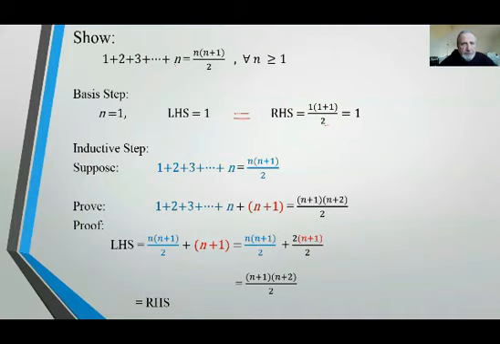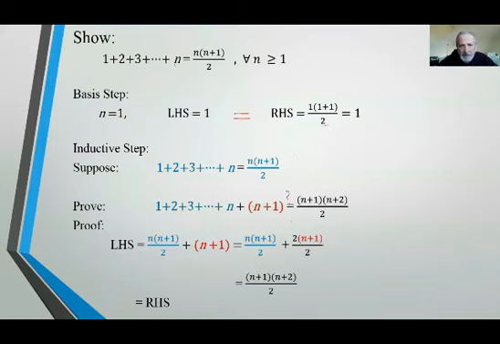Now let's do the inductive step. You suppose 1 plus 2 up to n is equal to n(n plus 1) over 2. I put that in blue. And then you need to prove 1 plus 2 plus 3 up to n, and you add another term here. That's the P(n plus 1). You want to prove that this is equal to (n plus 1)(n plus 2) over 2, which means I'm replacing n by n plus 1. This n becomes n plus 1, and n plus 1 plus 1 is n plus 2. So that's what I need to prove.